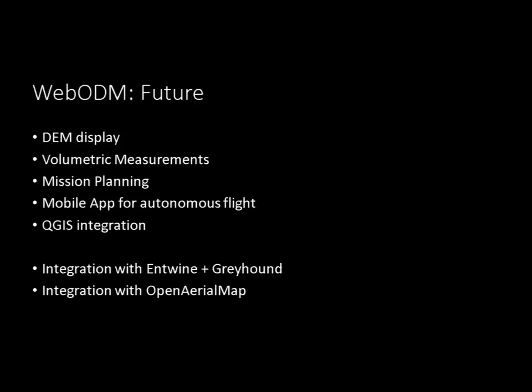Okay. So also the future is, of course, web and usage. It's not all about the processing. Now that we've got DMs very close to being in the pipeline, we want to do display. We want to be able to do volumetric measurements in the browser. Ideally, we do mission planning so that this is a closed loop. You go out, you plan your mission, you process the data, and all in one thing. Part of that would actually be having a mobile app for autonomous flight and integration into other open source packages like QGIS.